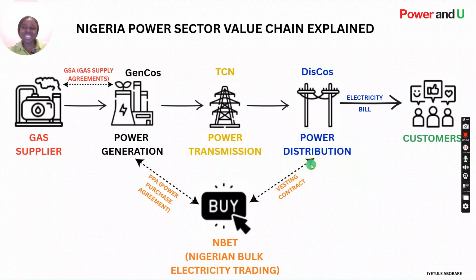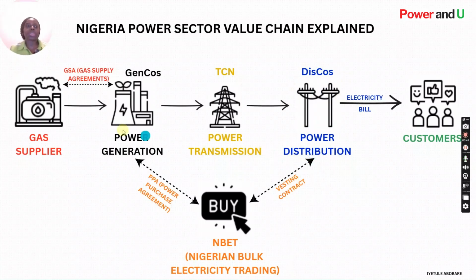They sign a vesting contract, which is this, with the power distribution companies. And we have 11 or 12 power distribution companies if you add Aba Electric to it. NBET signs the vesting contract with the power distribution company, and the vesting contract simply says, power distribution company, I'll sell this quantity of electricity to you monthly or weekly at this amount for this duration. That then gives the power distribution company the assurance that this is the quantity of electricity they will get at every point in time.